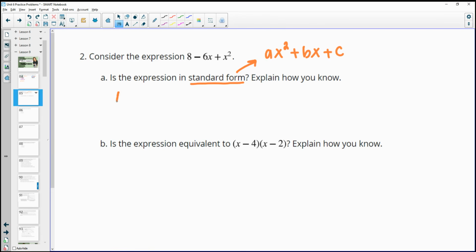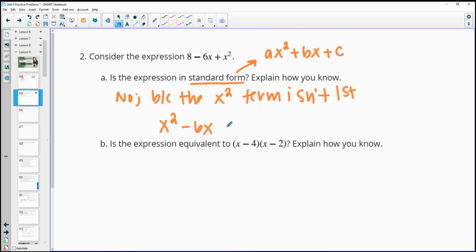And so that is not true here. No, because the x squared term isn't first, and the constant isn't last either. So if we were going to write it in standard form, it would be x squared, the -6x in the middle, and then the positive 8 at the end.